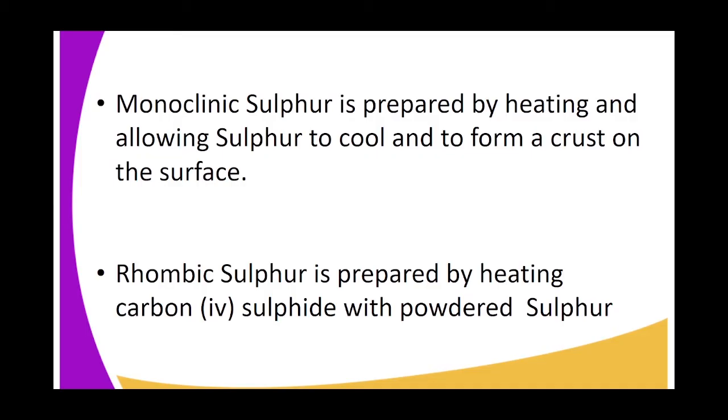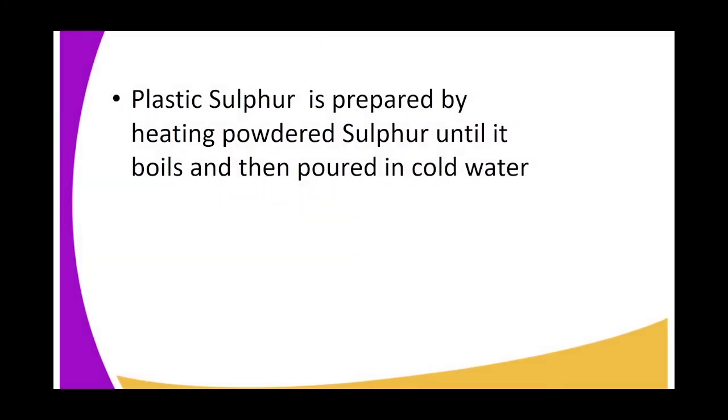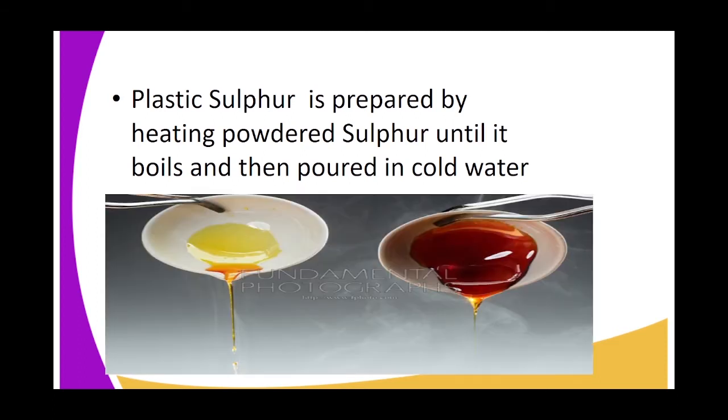Next, plastic sulfur is prepared by heating powdered sulfur until it boils and then pouring it in cold water. That is an example of plastic sulfur. We heat sulfur and then we pour it in water. It forms a plastic-like substance which is plastic sulfur.